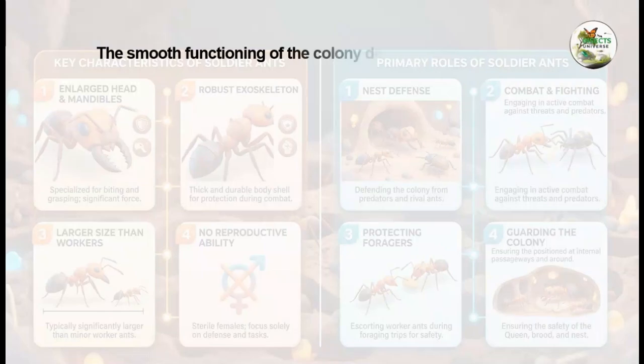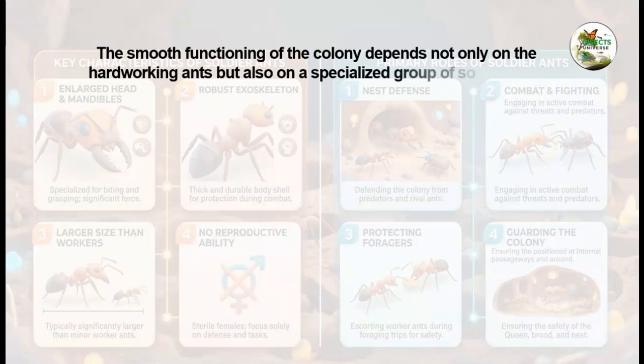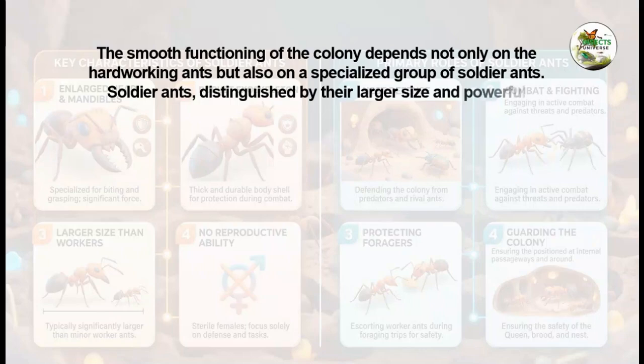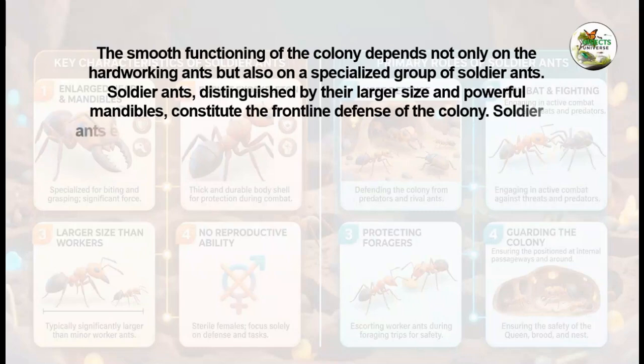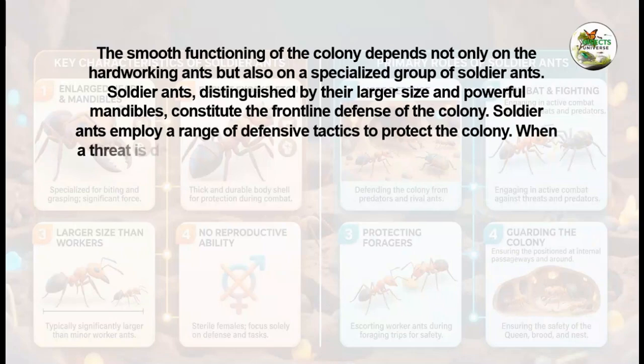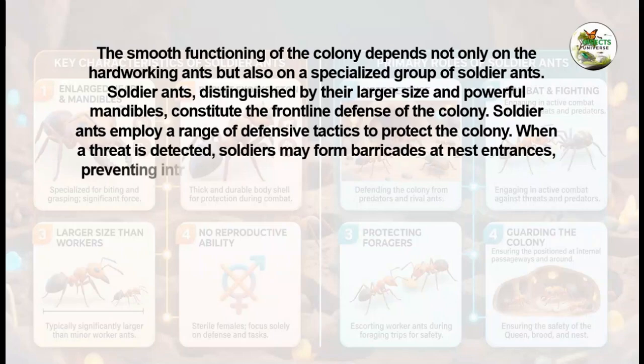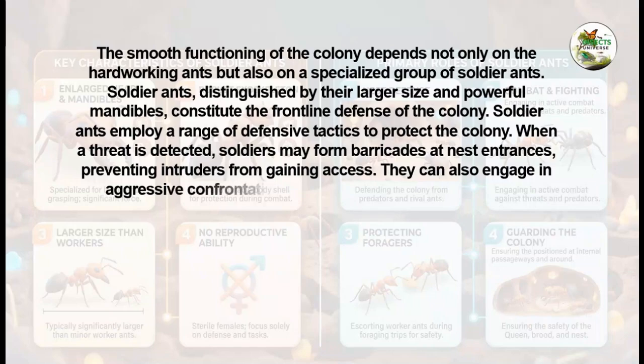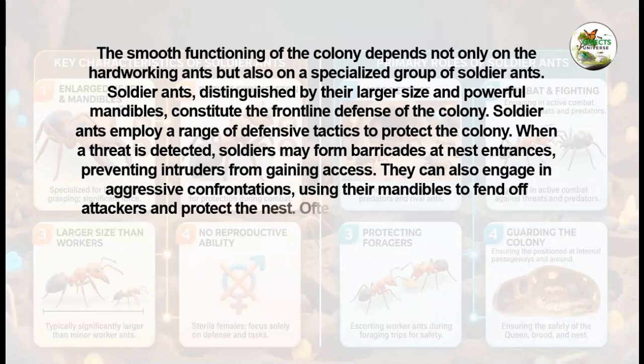The smooth functioning of the colony depends not only on the hard-working ants but also on a specialized group of soldier ants. Soldier ants, distinguished by their larger size and powerful mandibles, constitute the frontline defense of the colony. Soldier ants employ a range of defensive tactics to protect the colony. When a threat is detected, soldiers may form barricades at nest entrances, preventing intruders from gaining access. They can also engage in aggressive confrontations, using their mandibles to fend off attackers and protect the nest.